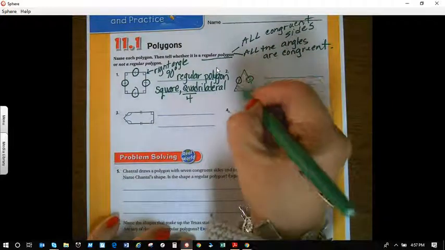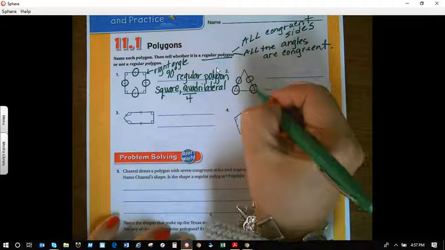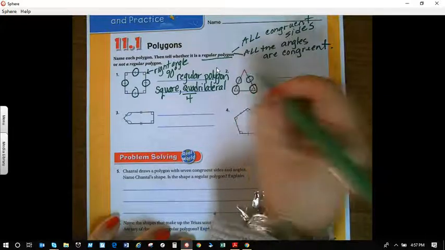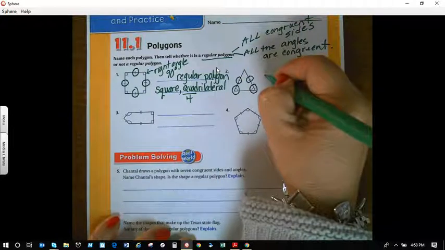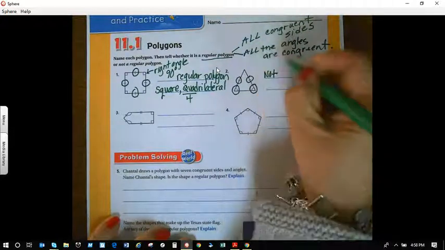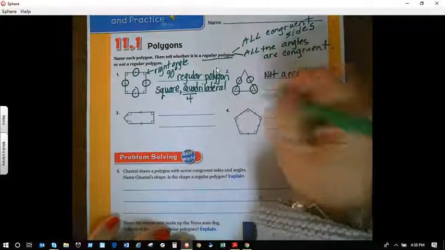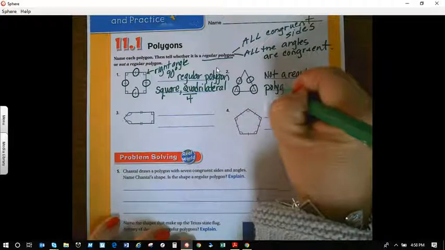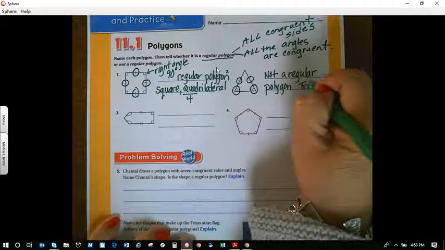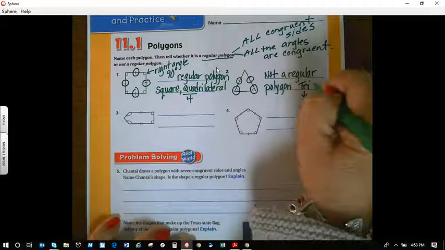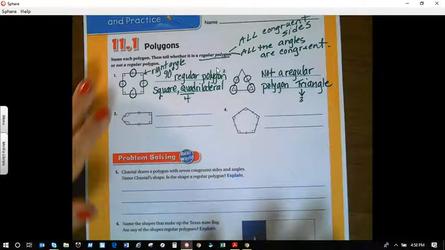Look at the angles. This angle here is congruent to this angle here, but not congruent to that one. So are all angles congruent? No, they're not. So here it would be not a regular polygon. What shape would we call this? It's a triangle. Tri means three. So it has three sides, so it's a triangle.